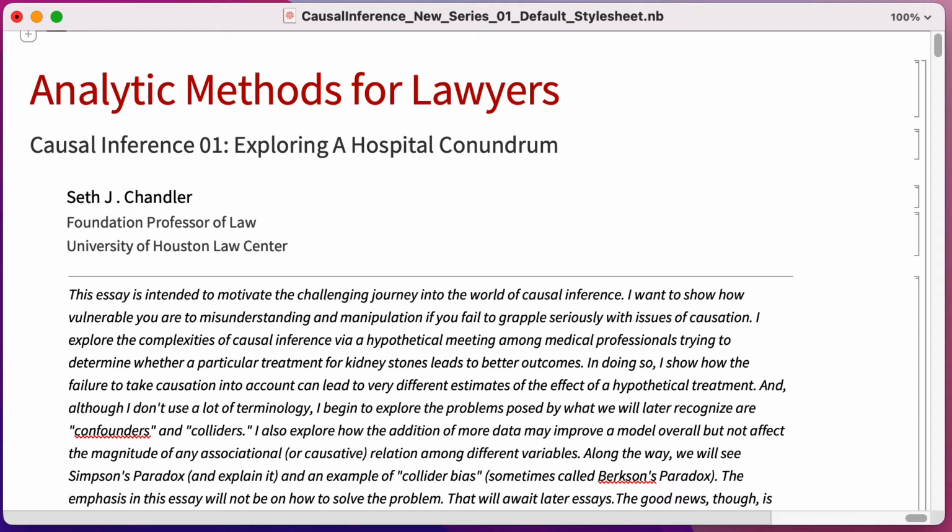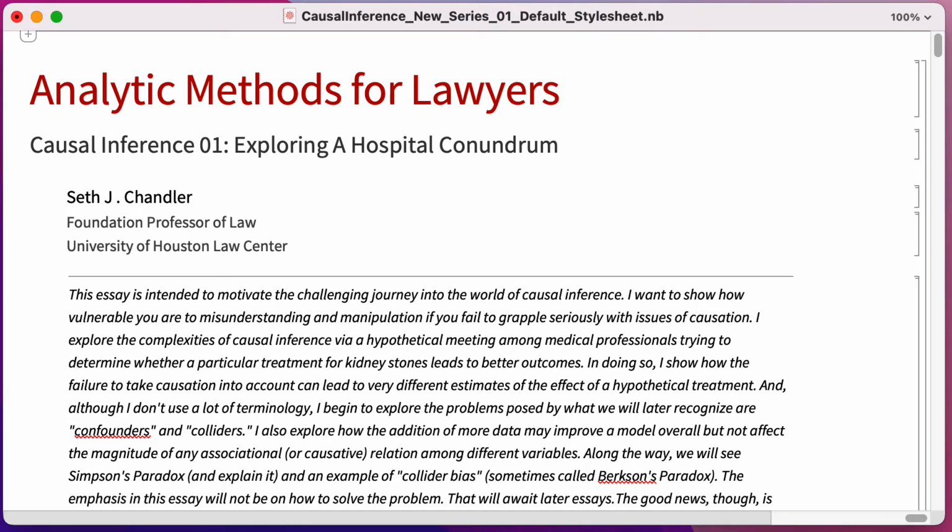I'm going to do it by starting out in this first of 4 parts by telling a kind of artificial story involving a hospital that has 2 potential treatments for kidney disease. And we're going to see that uncertainty as to the causal relations between various factors that might affect kidney disease leads to different estimates of the efficacy of the 2 treatments.